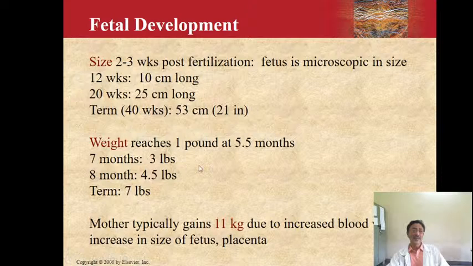Typically, this is the weight of the fetus. During the whole duration of pregnancy, that is 36 to 38 weeks, a mother will gain somewhere around 11 kgs of weight. So from the day before the onset of pregnancy until the term period, the weight gain should not be more than 11 to 12 kgs.